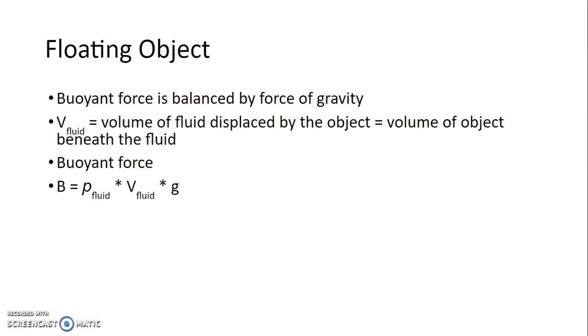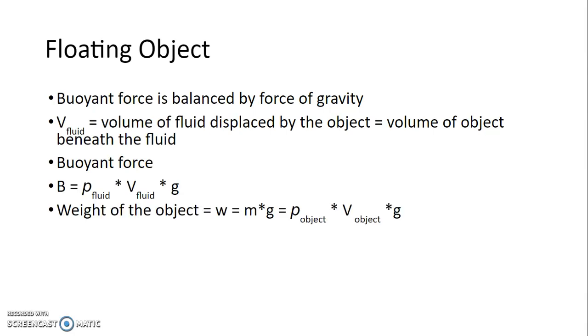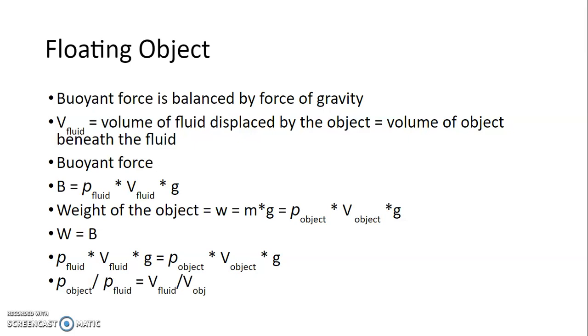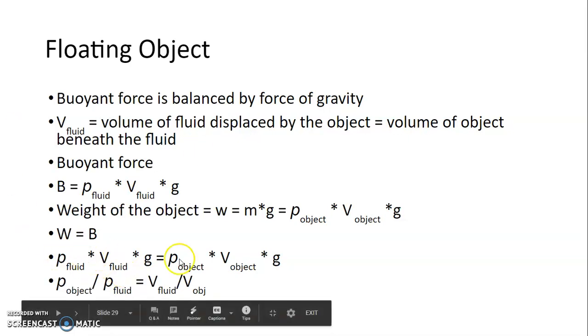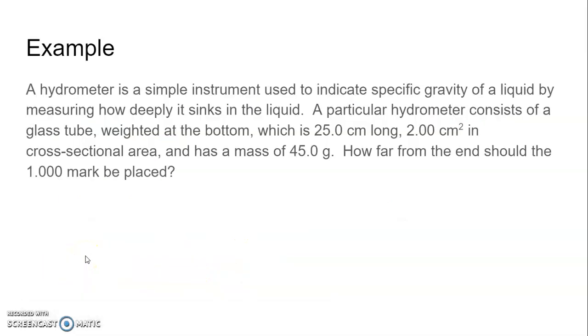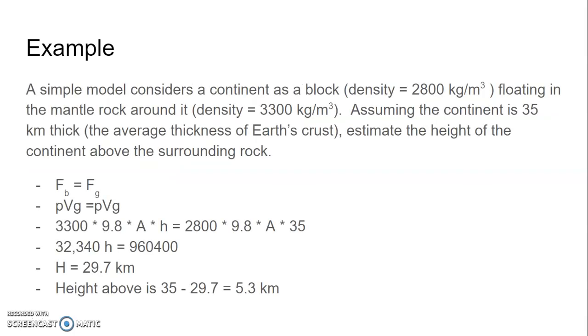This is what I just said. So for a floating object, buoyant force is balanced by the force of gravity. And just be careful, right, these are your weight side and this is your buoyant force side, that you're not mixing things up. Another example with a hydrometer. Example here with plate tectonics.